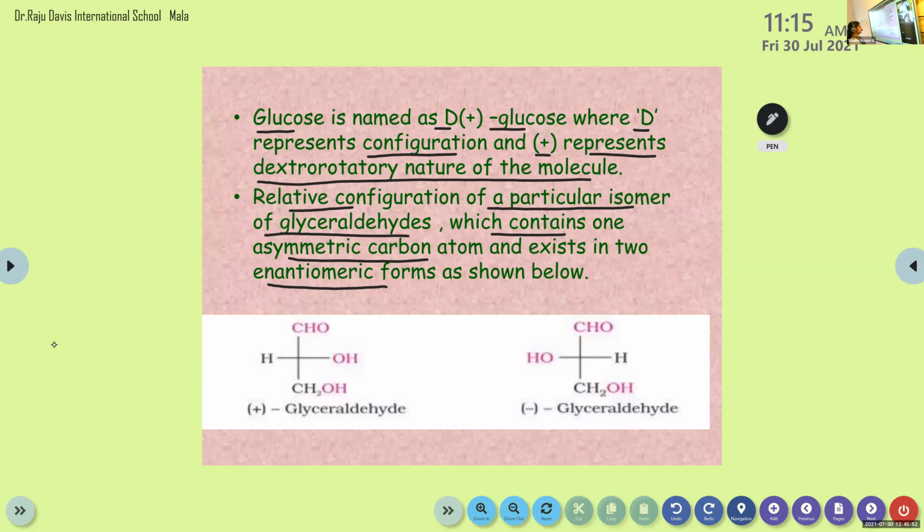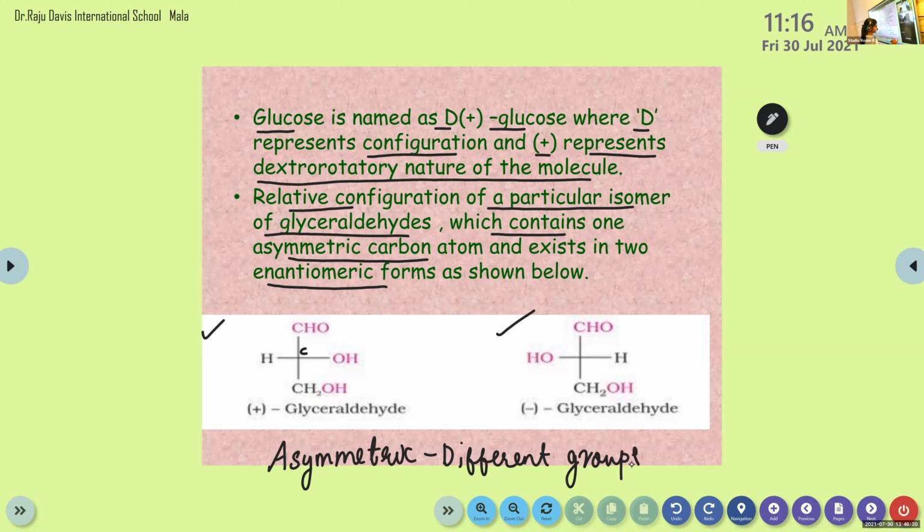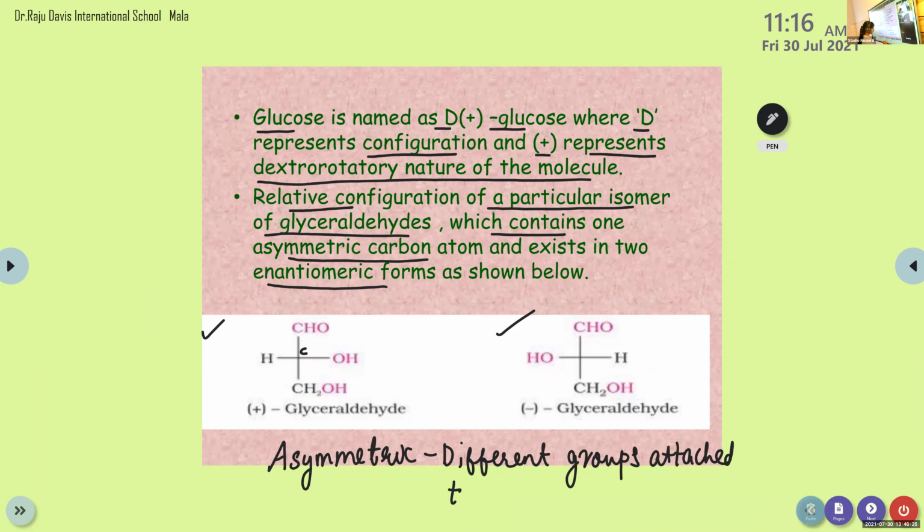In the case of glyceraldehyde, these are the two forms of glyceraldehyde. There is one carbon at the center and four different groups attached to it. Such types of atoms are known as asymmetric centers. Asymmetric means different groups are attached to it. It is known as an asymmetric center.